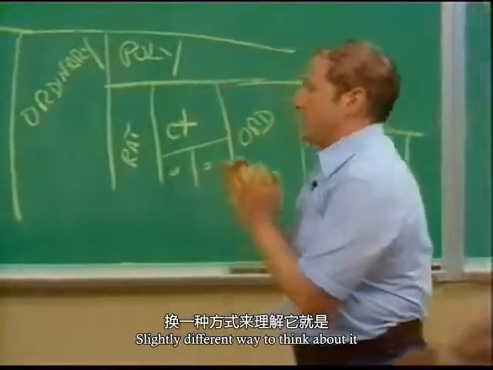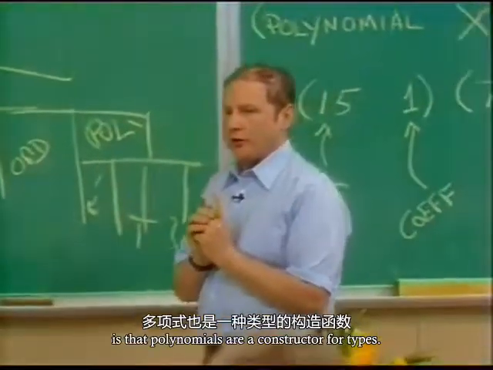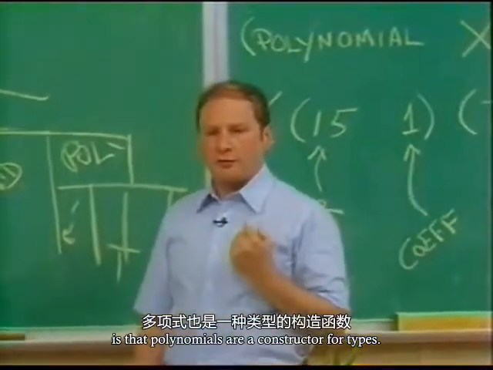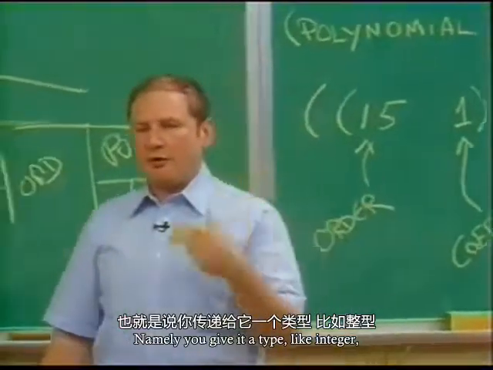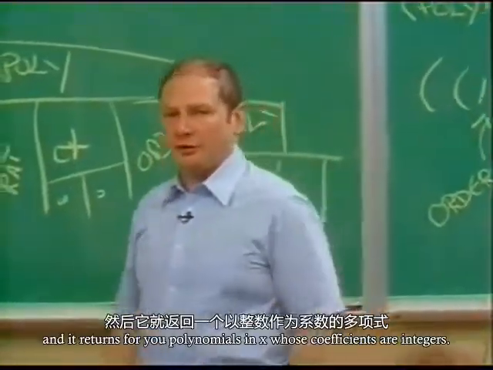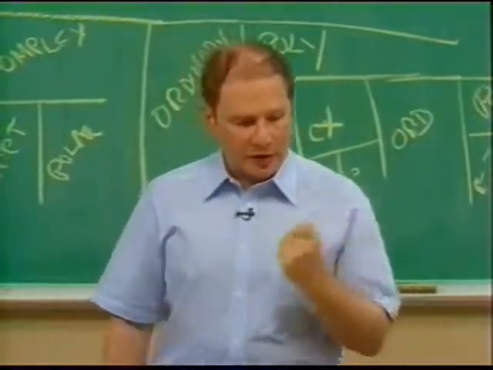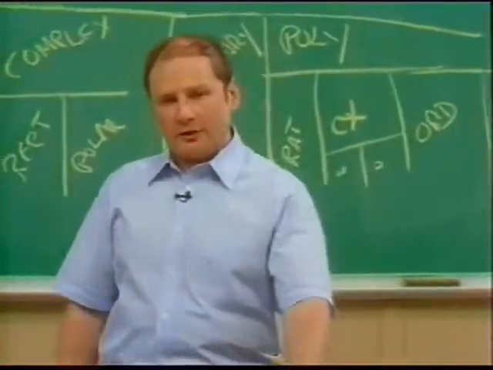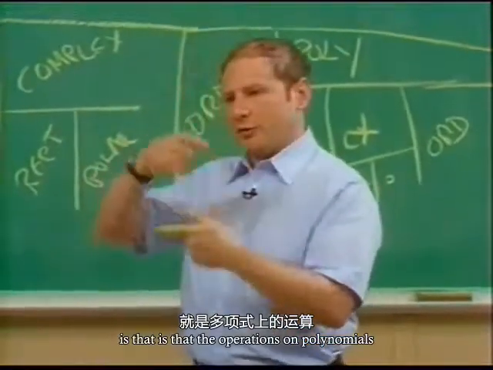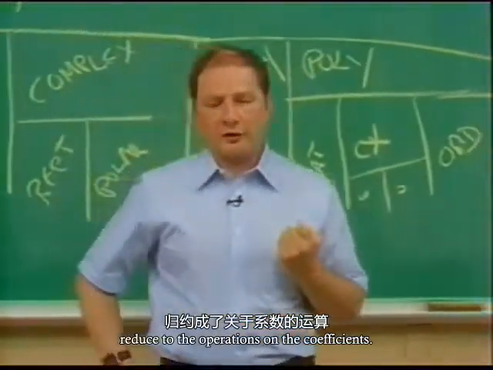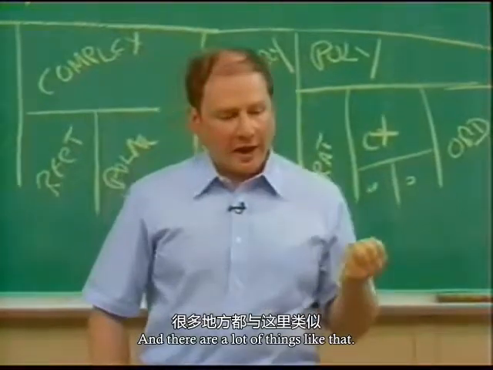Slightly different way to think about it is that polynomials are a constructor for types. Namely, you give it a type like integer, and it returns for you polynomials in x whose coefficients are integers. And the important thing about that is that the operations on polynomials reduce to the operations on the coefficients. And there are a lot of things like that.